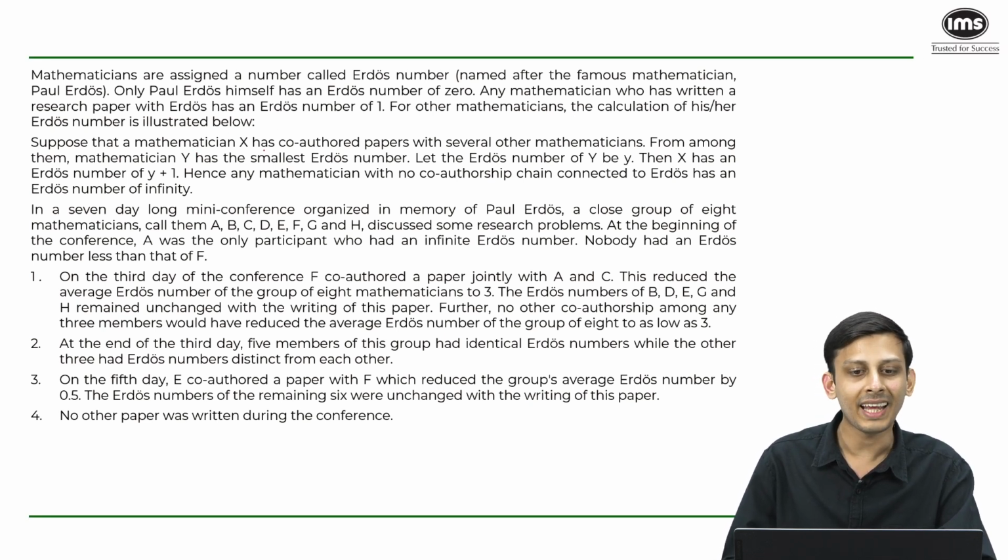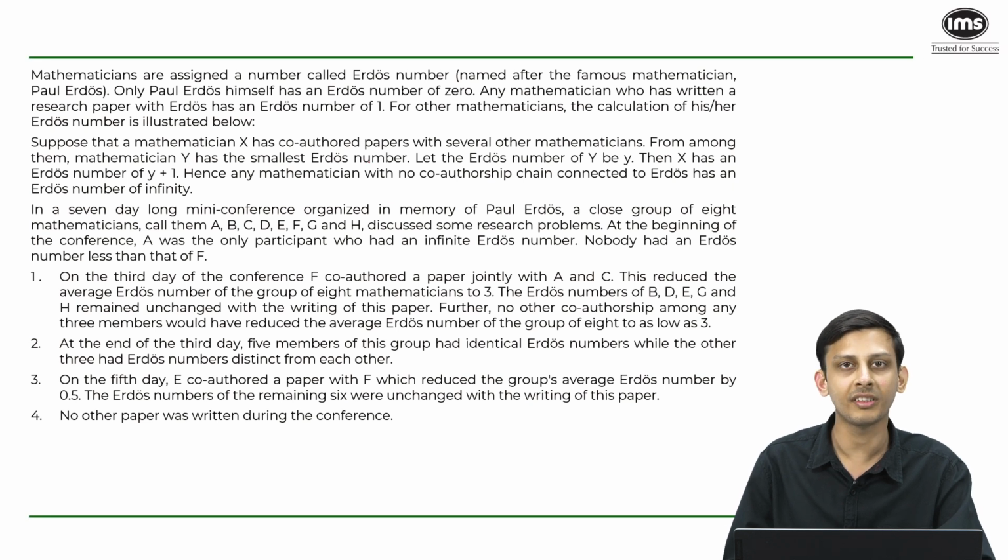Suppose that a mathematician X has co-authored papers with several other mathematicians. From among them, mathematician Y has the smallest Erdos number. Let the Erdos number of Y be Y. Then X has an Erdos number of Y plus 1. Hence, any mathematician with no co-authorship chain connected to Erdos has an Erdos number of infinity.